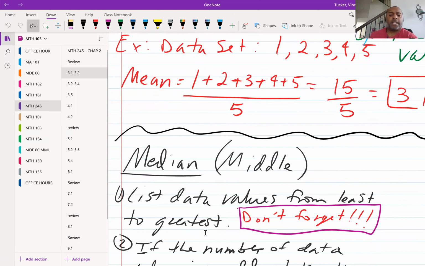All right, next one is the median, or you can think about middle. It's the middle value. So the first step when calculating the median is that you have to list your data values from least to greatest. You have to ensure that your data set is listed from least to greatest. A lot of people make that mistake first, in which they don't do that. So make sure you don't forget that you have to list your data values from least to greatest before you go to find or establish what your median is.